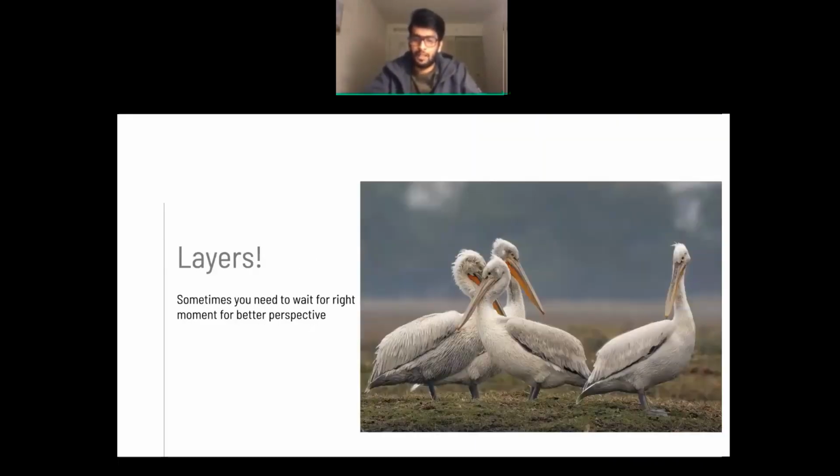So this is another image talking about perspective. As I mentioned, sometimes you need to wait for the right moment, and this is one of those moments. So here we see symmetry as well as the layers, as well as the perspective. I waited for this image for long, just for them to align themselves in a zigzag pattern, as you see. So this is all about perspective in wildlife.